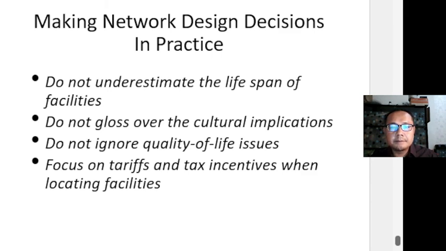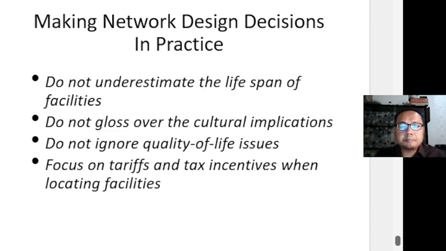And managers must not ignore quality of life issues. The quality of life at a selected facility location has a significant impact on performance because it influences the available workforce and its morale. So in many instances, a firm may be better off selecting a higher cost location if it provides a much better quality of life.